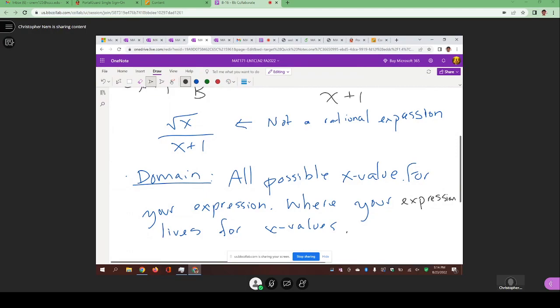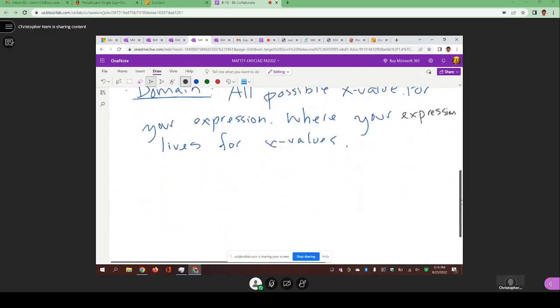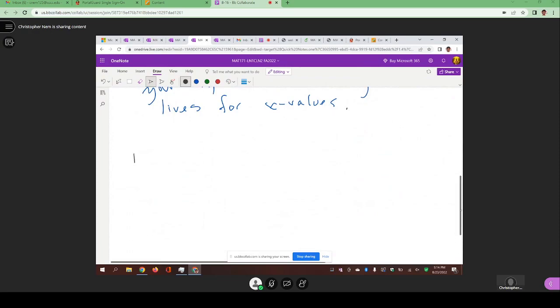The reason why we have kind of ignored it is because thankfully for many of the things we have been working with, our domain has been the entire real number system. So let's give an example. The domain of x squared plus 2x plus 3 is all possible x values, all real numbers, and that's it.